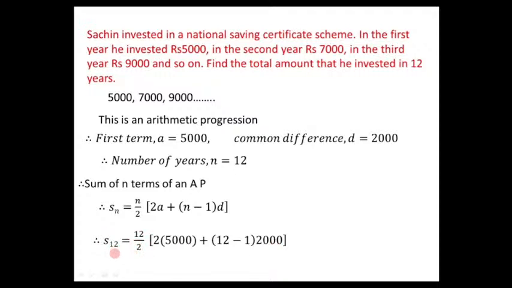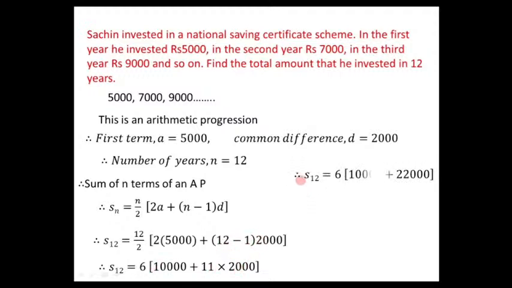So if we simplify this, S12 is equal to 12 divided by 2, that's 6, into bracket 5000 into 2, that is 10,000, plus 12 minus 1, that's 11 into 2000. So S12 is equal to 6 into bracket 10,000 plus 11 into 2000, that's 22,000. 10,000 plus 22,000 will be 32,000, into 6, that is equal to S12.